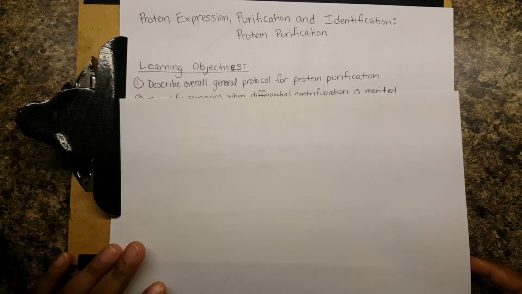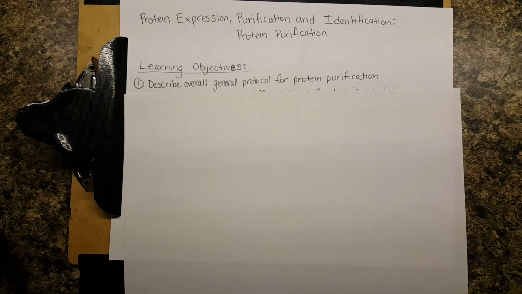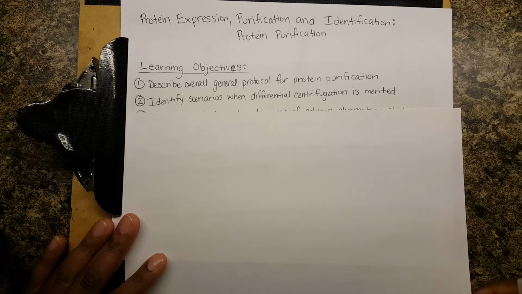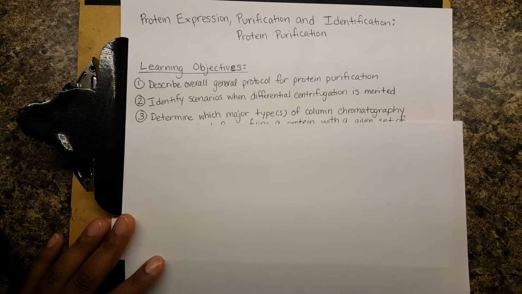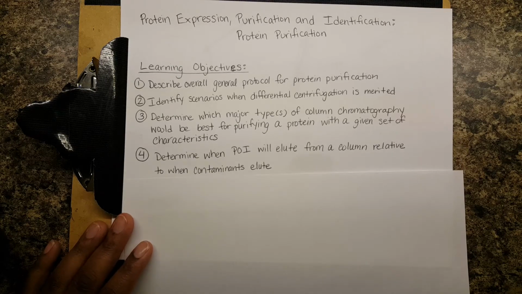For our learning objectives, you're going to be able to describe the overall protocol for protein purification. You're going to be able to identify scenarios when differential centrifugation is merited. Determine which major type or types of column chromatography would be best for purifying a protein with a given set of characteristics. And finally, you're going to be able to determine when your protein of interest will elute from a column relative to when all the contaminants you don't want will elute.